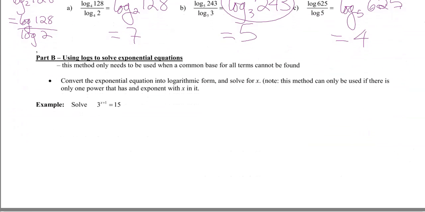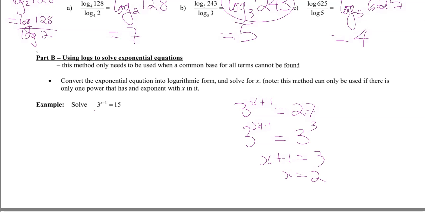Using logs to solve exponential equations. This method needs to be used when we cannot get a common base. So if I had 3 to the x plus 1 equal to 27, we can solve that algebraically, right? We would go 3 to the x plus 1 is equal to 3 cubed. We get a common base. We would set the exponents equal to each other, and we would solve. So that would be one way of solving when we have a common base.